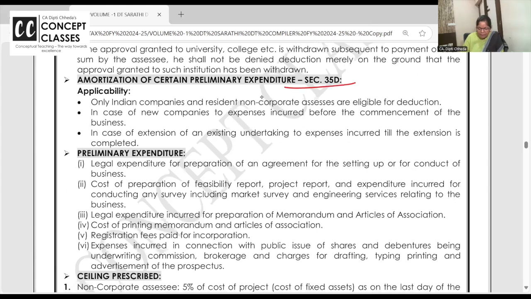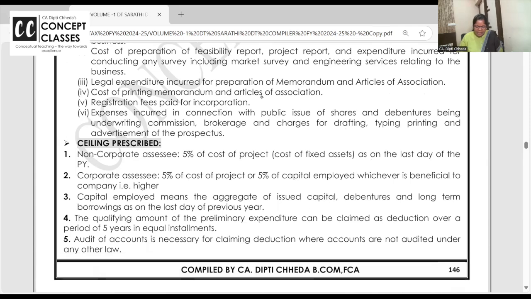Yeah. Preliminary expenses. When companies are starting the business, at that time you incur a lot of preliminary expense like printing memorandum, articles, prospectus, getting company identification number, DIN number. So whatever expenditure it is, it is allowed 5% of the cost of project or capital employed, whichever is higher, and this is allowed 1/5 every year. Preliminary expenses allowed over 5 years.